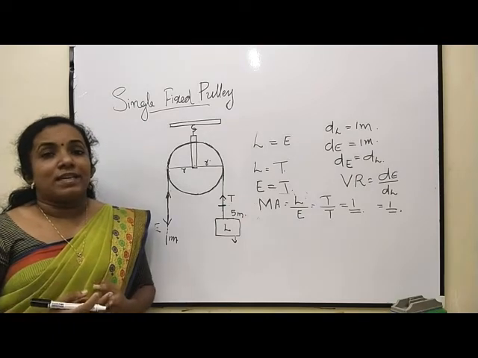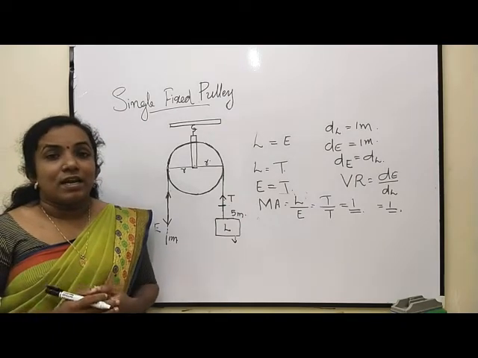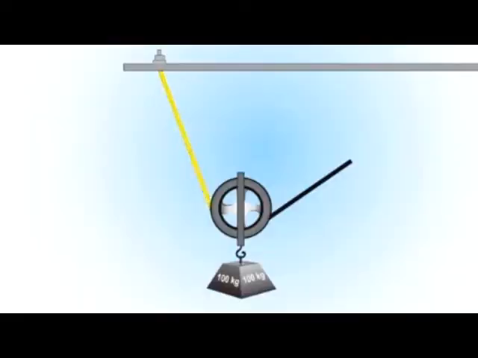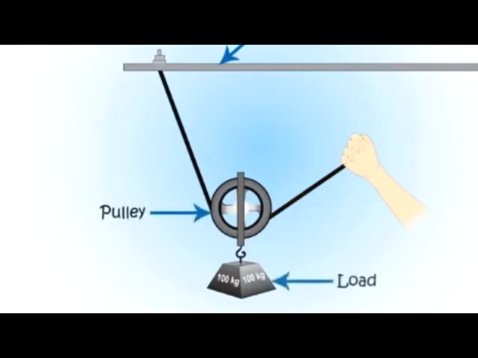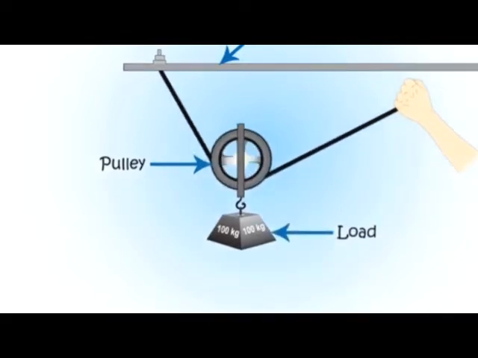Now we can move to the next section, that is single movable pulley. A single movable pulley is suspended by passing an inextensible string of negligible mass around the grooved rim. The load to be raised is suspended from the axle. One end of the string is tied to the hook at a rigid support, and the effort E is applied at its free end. The tension T acts on the string on both sides of the pulley as shown.